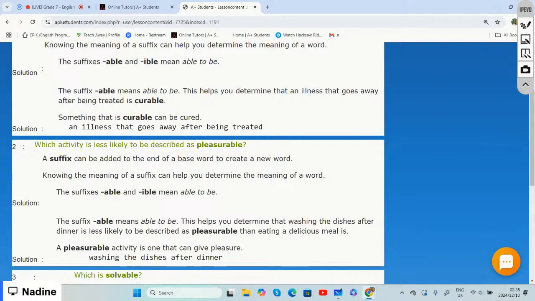All right. And something that is more pleasurable is doing something that you love doing, but something that is less pleasurable is doing something that you don't really like doing.